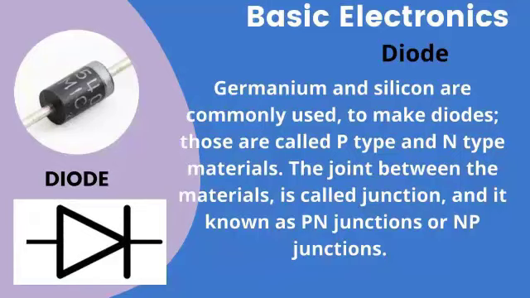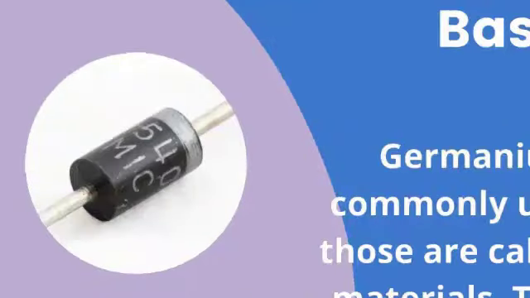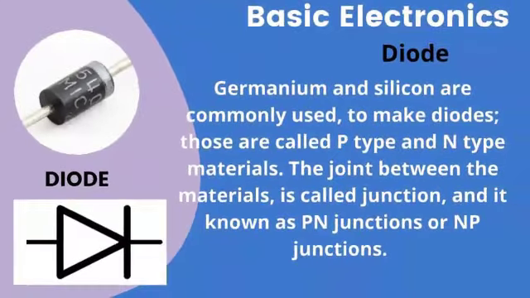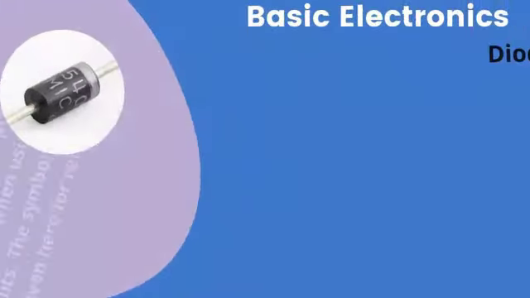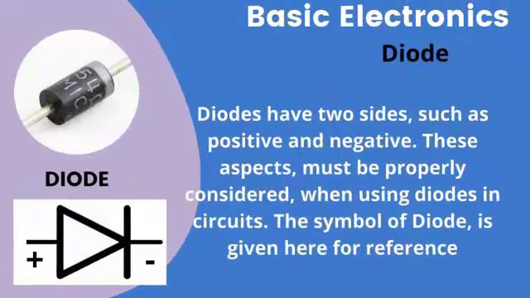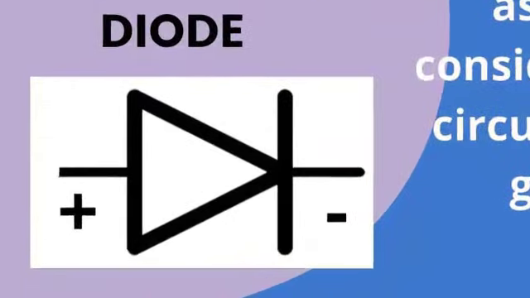Those are called P-type and N-type materials. The joint between the materials is called a junction, and it is known as a PN junction or NP junction. Diodes have two sides, positive and negative. These aspects must be properly considered when using diodes in circuits. The symbol of a diode is given here for reference.